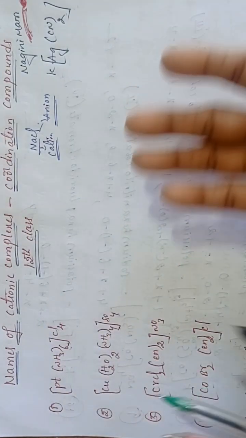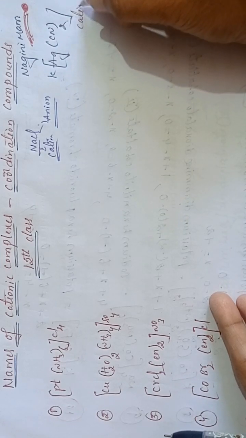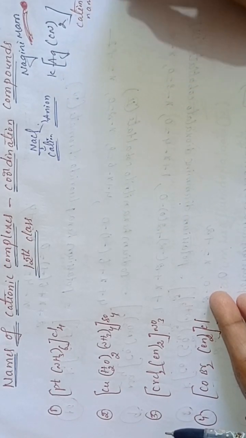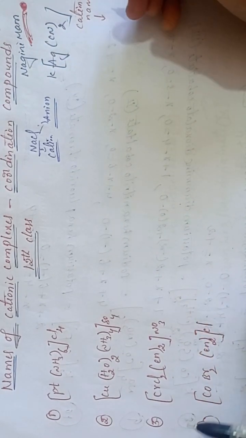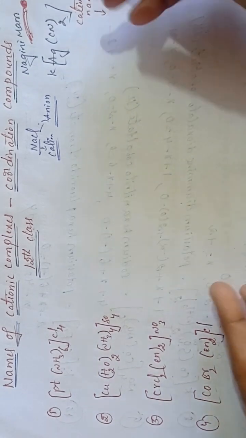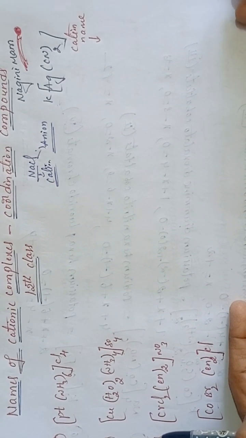So how to write the name of the cationic complex? When you are writing the names of cationic complexes, students, this is the order you have to follow. First, the cation name should be written first. In the coordination entity, whether it is a cation or an anion, what is the order you have to follow? First you always write the cation name. Next, what do you have to write?